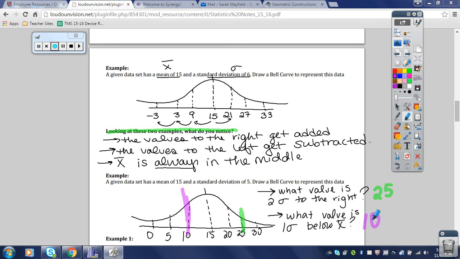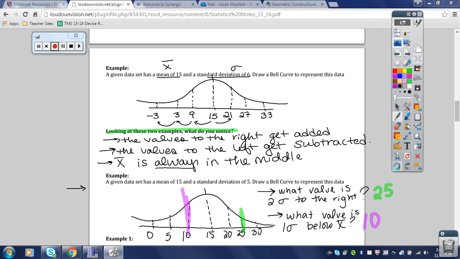Think of standard deviations like steps. I'm 1 step away from the mean. I'm 2 steps away from the mean. Okay? So because what is 2 values to the right? 2 standard deviations to the right, 2 steps away. What is 1 standard deviation below? I'm 1 step below. All right, one last question.